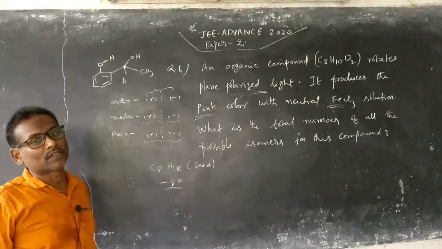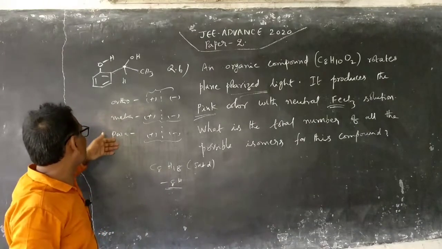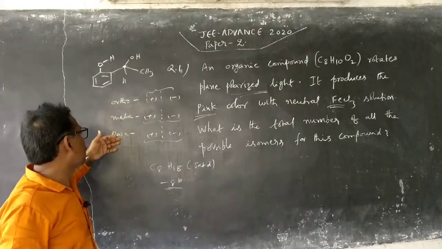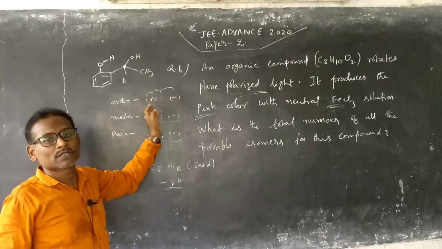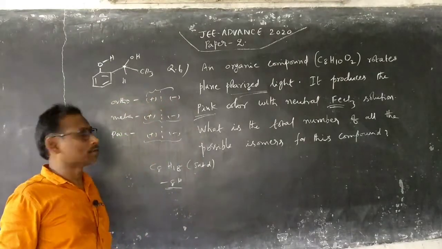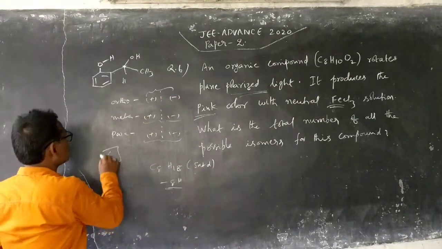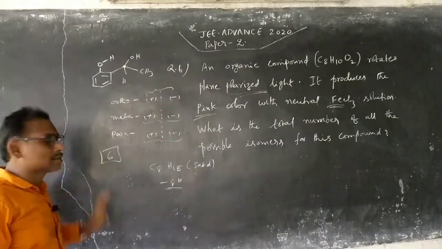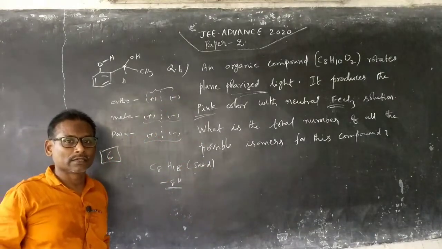Totally 6 isomers we can say. By looking at the structure, we can say 1, 2, 3. But for each structure we have 2 isomers in terms of plus form and minus form. So the answer is 6. So question number 6, the answer is also 6. Okay, like that. It is an integer case.